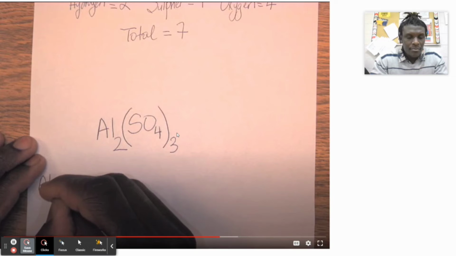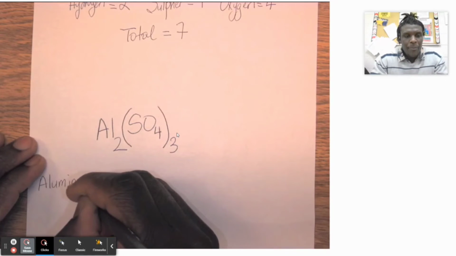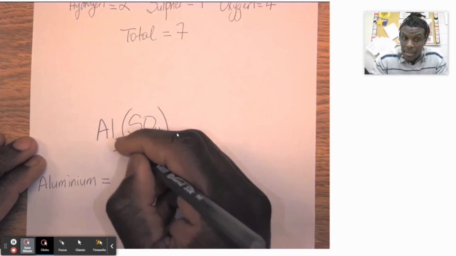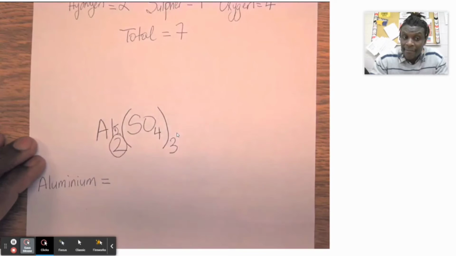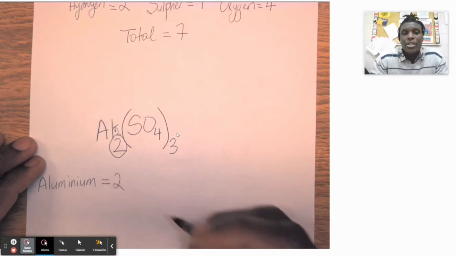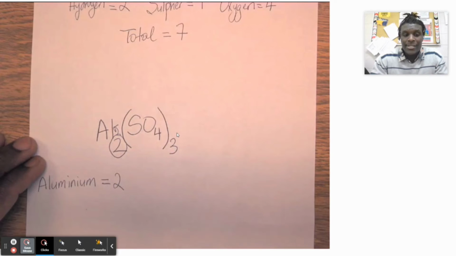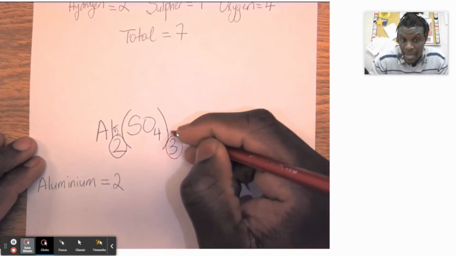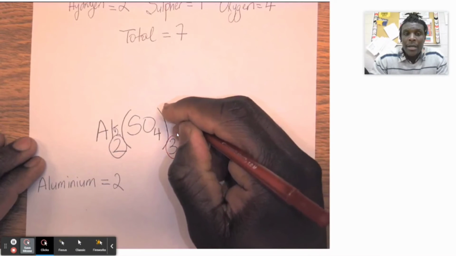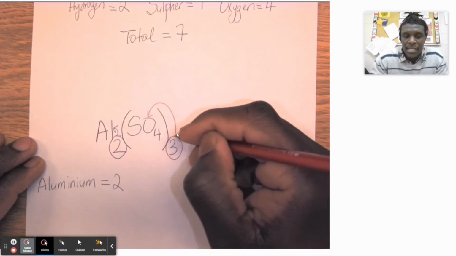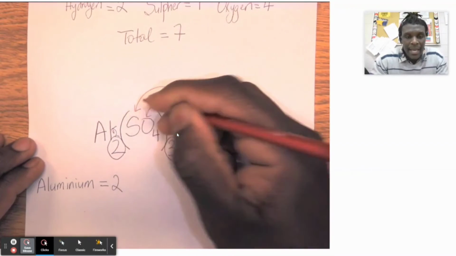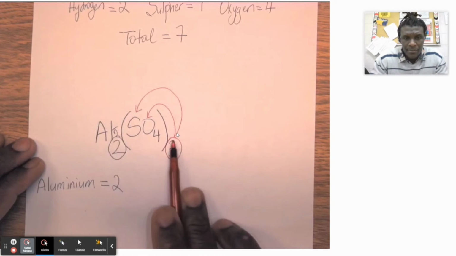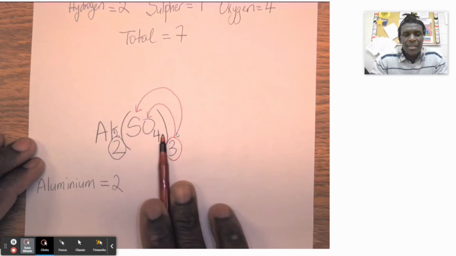So let's see if we can solve this problem. So let's begin. Al represents aluminium. And as we said, the number below it represents the amount that we have. So aluminium, how much do we have? We have 2. Let's go now to S. What does S represent again? Or first, let's circle what this is. This is 3. And this 3, as we said, we must multiply every single thing in the parentheses by. So let's begin with sulfur.